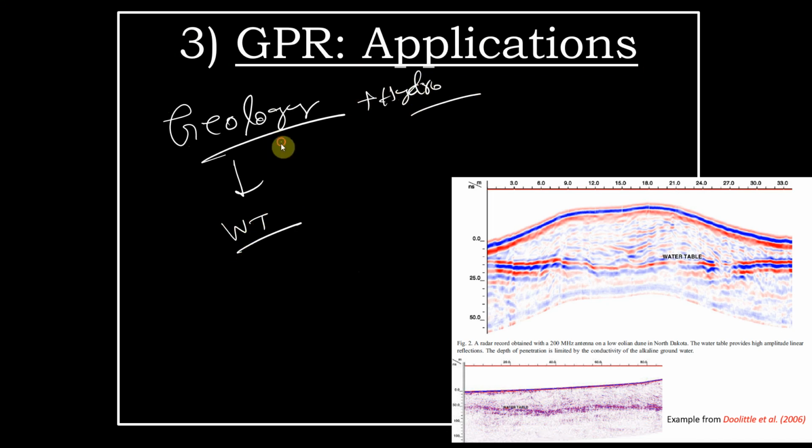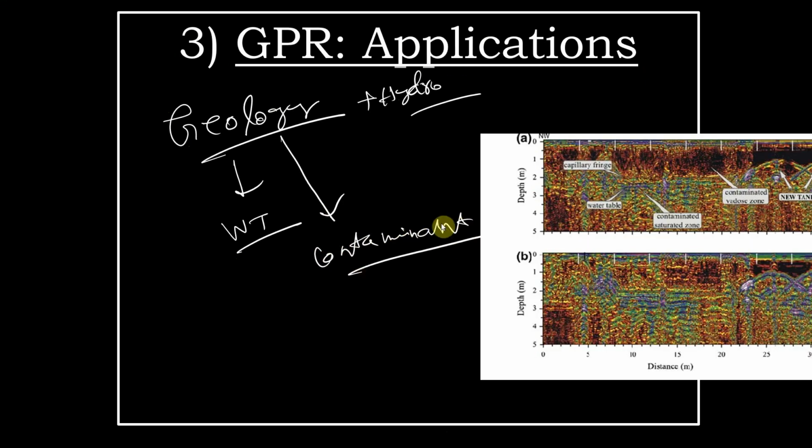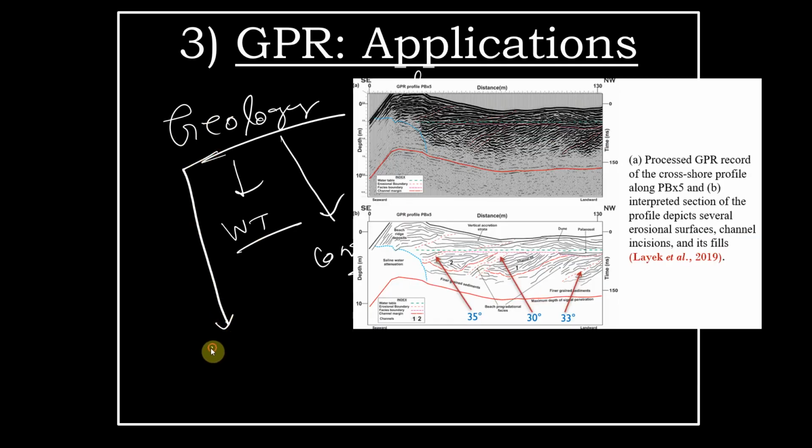You can do water table mapping. You can do the contaminant mapping. This is a very important one. Nowadays people are using it more to identify LNAPL and DNAPL. Okay. Now you can do some sedimentary subsurface identification, sedimentary feature identification.